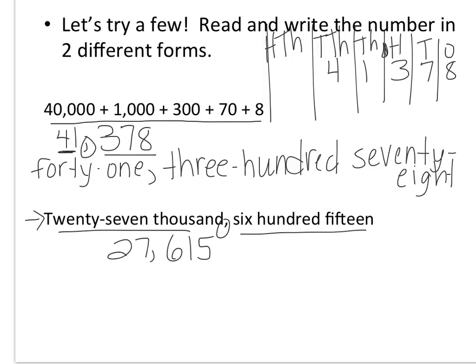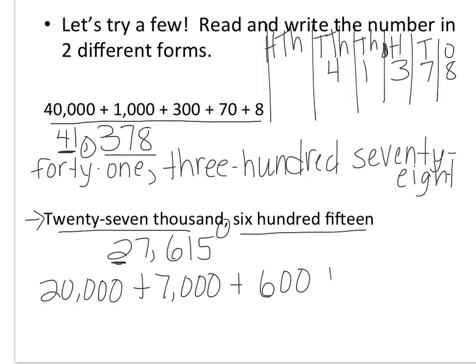Now, what's the other form? Oh, yeah, expanded form. So this time I have 20,000 plus 7,000 plus 600 plus 10 plus 5. And we need to kind of work this all out. We don't want to say plus 15 at the end. Plus 10 plus 5 is true expanded form.